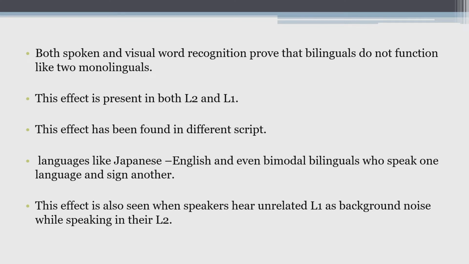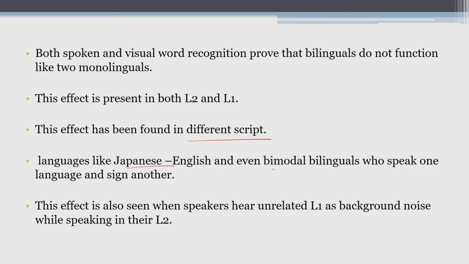It does not work that way. All the languages are active all the time, and this effect of interference from both languages on each other is seen. This effect is also found in languages that have different scripts. One may argue that languages having the same script, like Dutch and English, have some similarities, so there is interference, but it is also found in different script languages like Japanese and English.